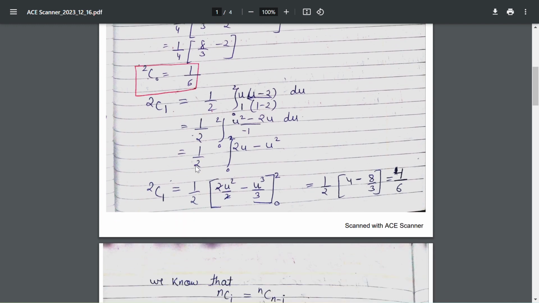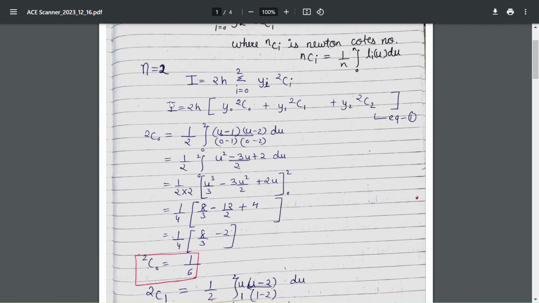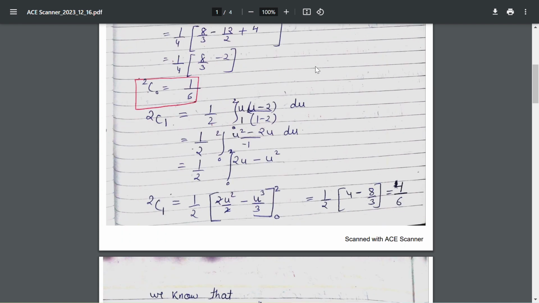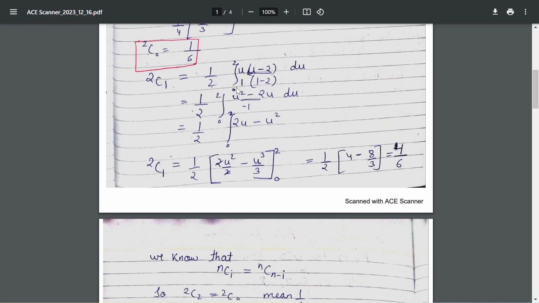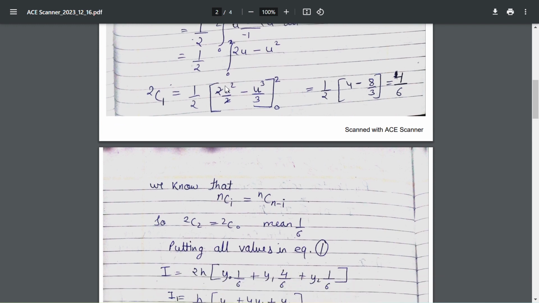Now we will find 2C1, and here n is 2 and i is 1. We will put in this formula and we get 1 by 2 integral 0 to 2 u into (u minus 2) upon (1 minus 2) du. Now when we multiply, we get (u square minus 2u) upon minus 1 du. On integrating we get u square by 2 minus u cube by 3 and limits 0 to 2. On solving limits we get 4 by 6, which is the value of 2C1.